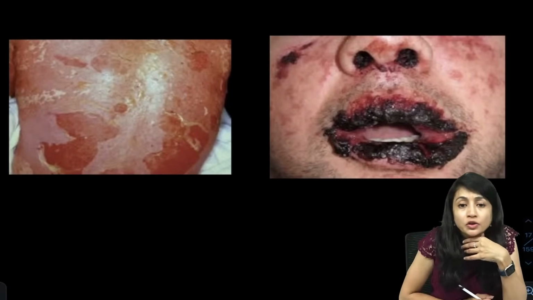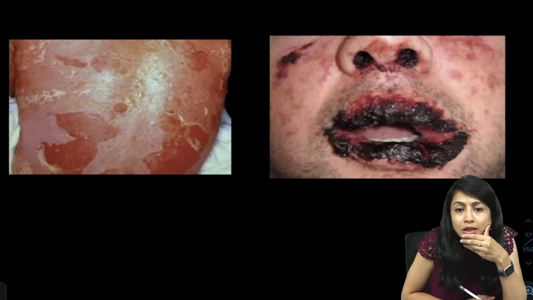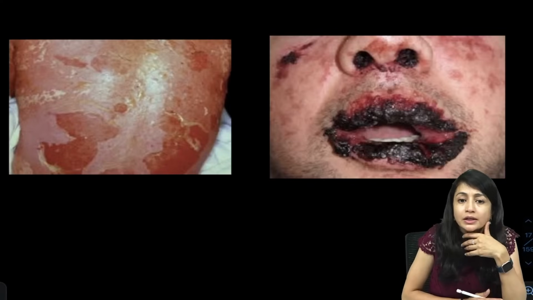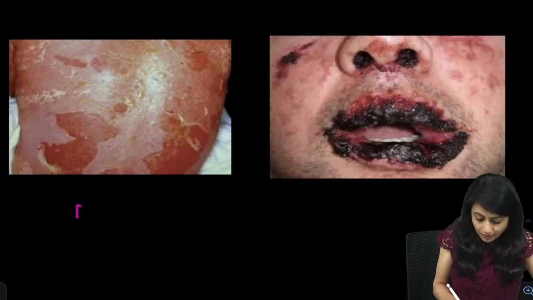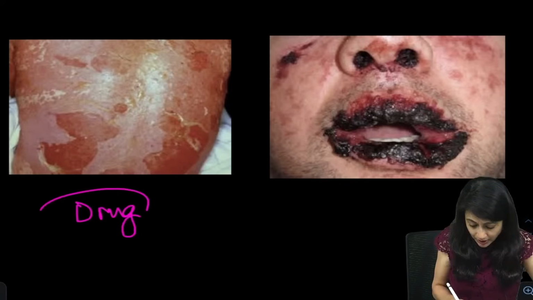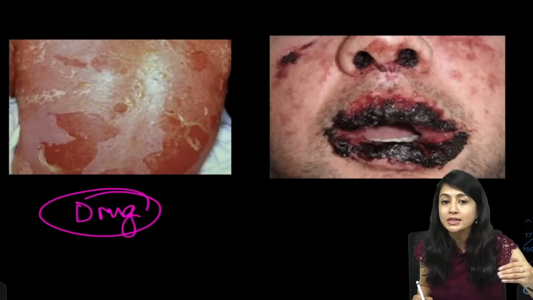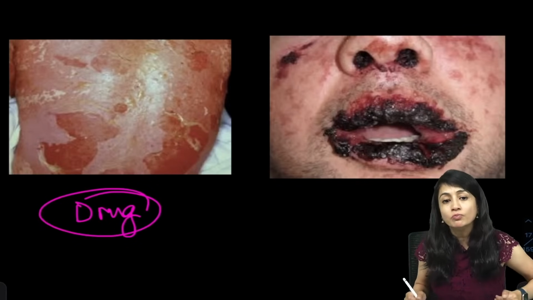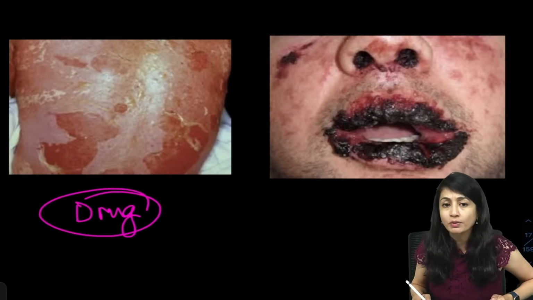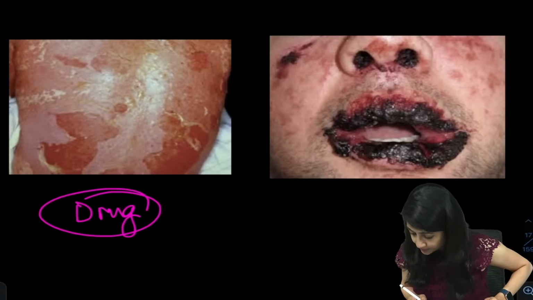Now when we are talking about erosions, crusting, this is also something which you may get. Here you get a lot of crusting, peeling of the skin, and typically they will give you a history that the patient took some drug and developed extensive peeling of the skin with mucosal involvement. So what will be the diagnosis here?